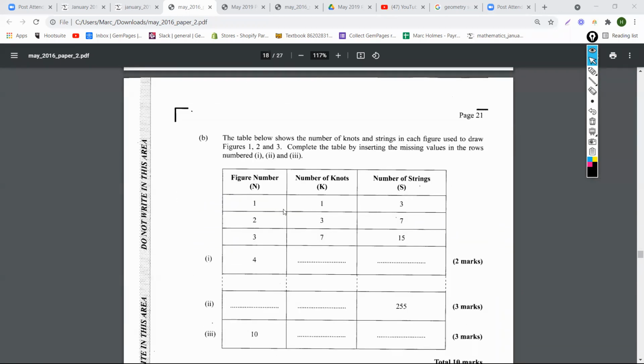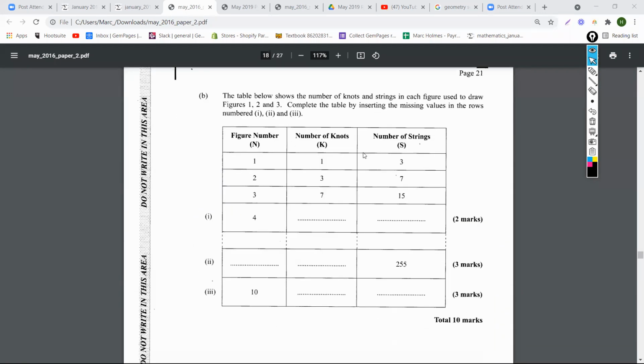So after this now, guys, it says here, the table below shows the number of knots and strings in each figure used to draw figures 1, 2, and 3. So complete the table by inserting the missing values in the rows. So guys, here it says 1 gives you 3. 2, 3 gives you 7. 3, 7 gives you 15. So what would 4 be? This is something to think about.